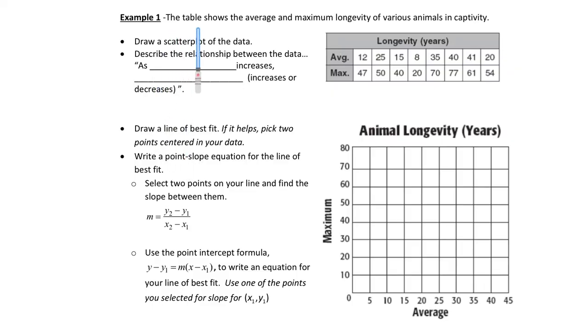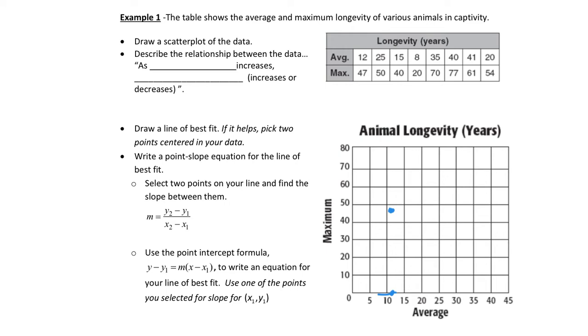In example 1, we've got this table that's showing the average and maximum longevity of various animals in captivity. So we're going to draw a scatter plot of the data, and then we're going to describe it here. Notice I'm going to take this first point, and it says the average is 12. So I'm going to estimate where 12 is. It's going to be right about there. And the longevity is 47, so that's going to be just a little bit below 50. So I'm going to put a point right there for that one.